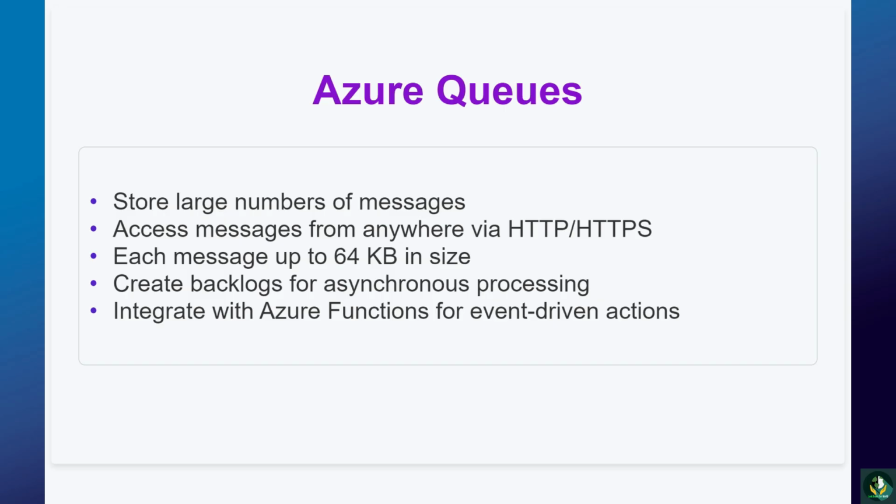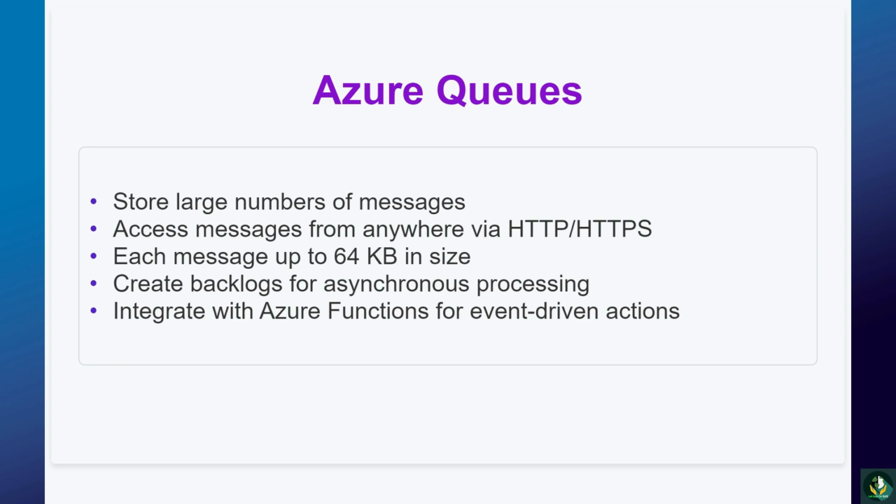You then set up an Azure function that is triggered whenever a new message appears in the queue. This Azure function processes the form data asynchronously, perhaps storing it in a database, sending confirmation emails, or performing any other required actions. This approach offers several benefits.